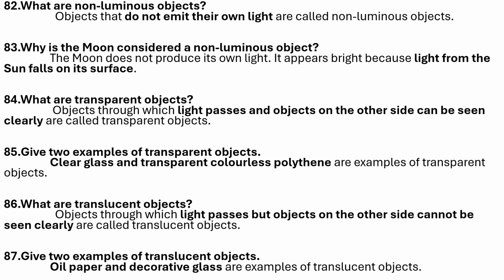What are translucent objects? Objects through which light passes but objects on the other side cannot be seen clearly are called translucent objects. Give two examples of translucent objects. Oil paper and decorative glass are examples of translucent objects.